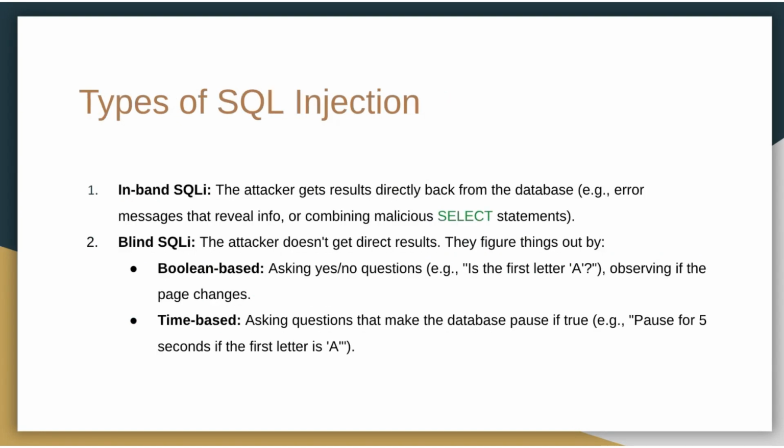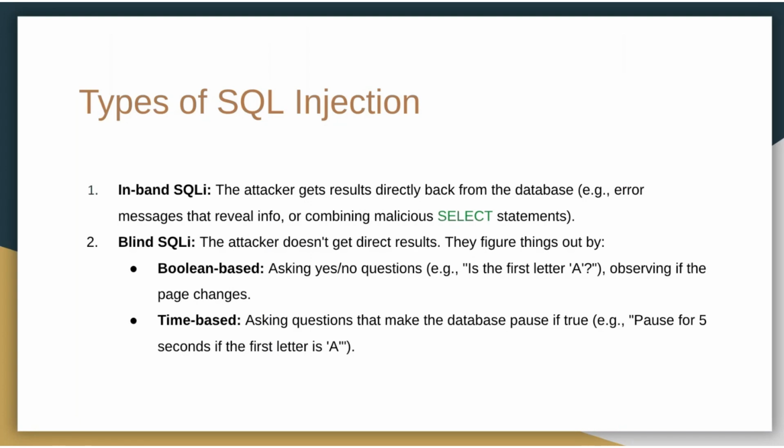Types of SQL injection. There are a few different types of SQL injection, depending on how the attacker interacts with the system. The first type is in-band SQL injection. This is more straightforward. The attacker sends a malicious command and the database sends results directly back to him. For example, an error message and data might show up on the page, giving away useful information.